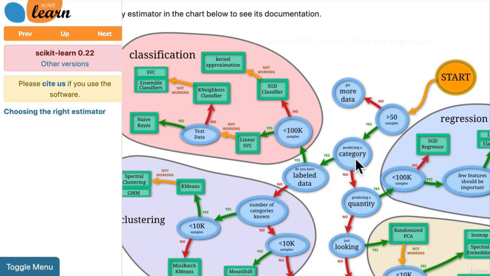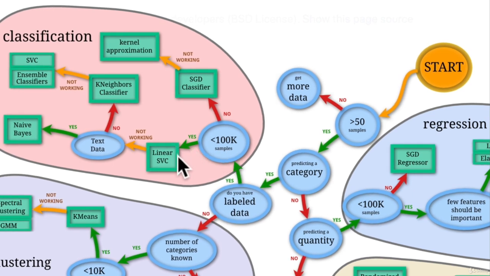Are we predicting a category? Are we? Heart disease or not heart disease? Sounds like a category to me. Yes. Do we have labeled data? Yes. Do we have under 100k samples? Yes. What is this? We reach a little green box. Beautiful. So remember, the green boxes are estimators or machine learning algorithms. So let's have a look.